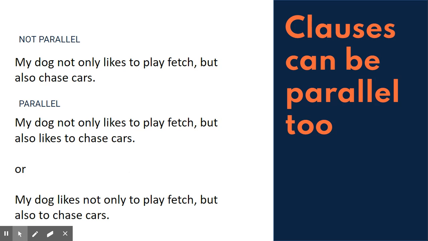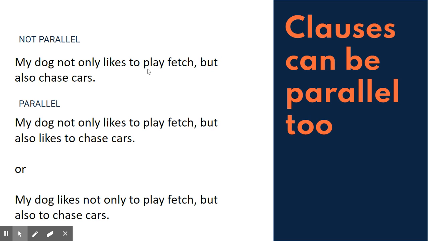So those were some examples of how verbs and verbals can be used to create parallel structure, but clauses can be as well. Let's look at these two examples. My dog not only likes to play fetch, but also chase cars. So what's happening here in this sentence is they're using the correlative conjunctions not only and but also to connect the idea that the dog likes to do a couple of things. The dog likes to play fetch, and the dog likes to chase cars. But the way this sentence is structured, it's not parallel.